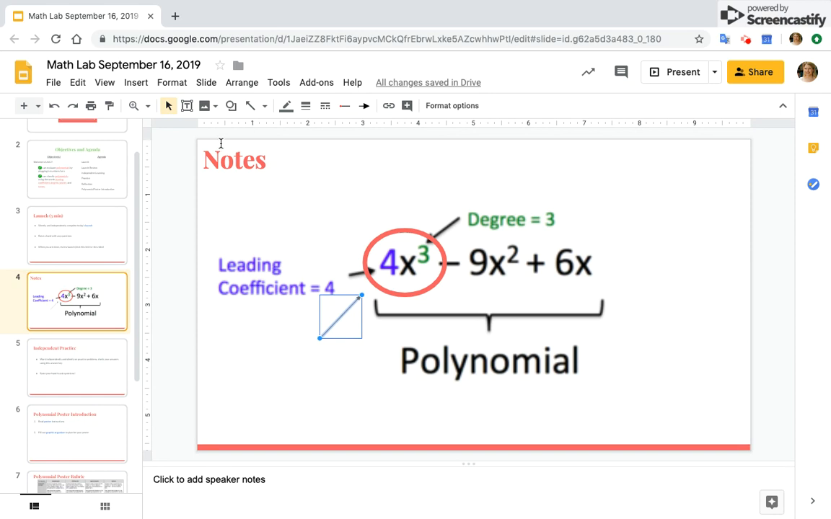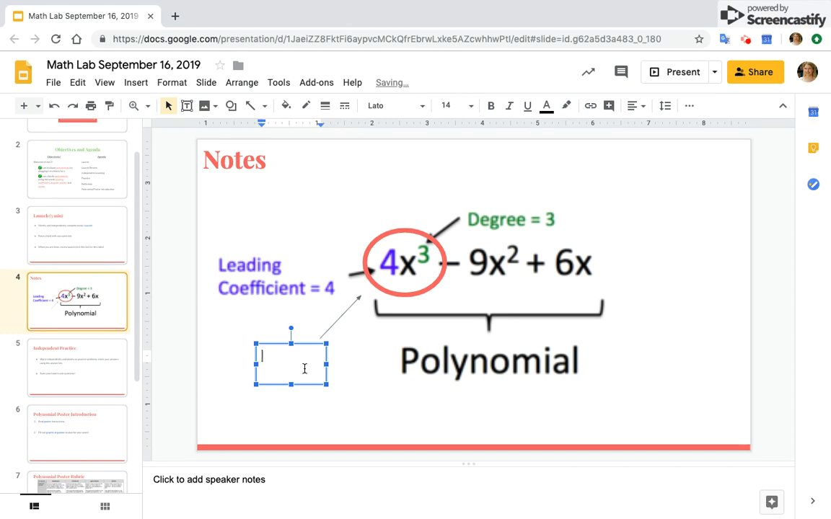So you have your arrow, insert a text box, and the vocabulary word for this is a term. So the coefficient, the variable, and the exponent all together, we would call that a term. So we'd say this polynomial has 3 terms. Let's just write that down. Okay, so type that into your note slide.